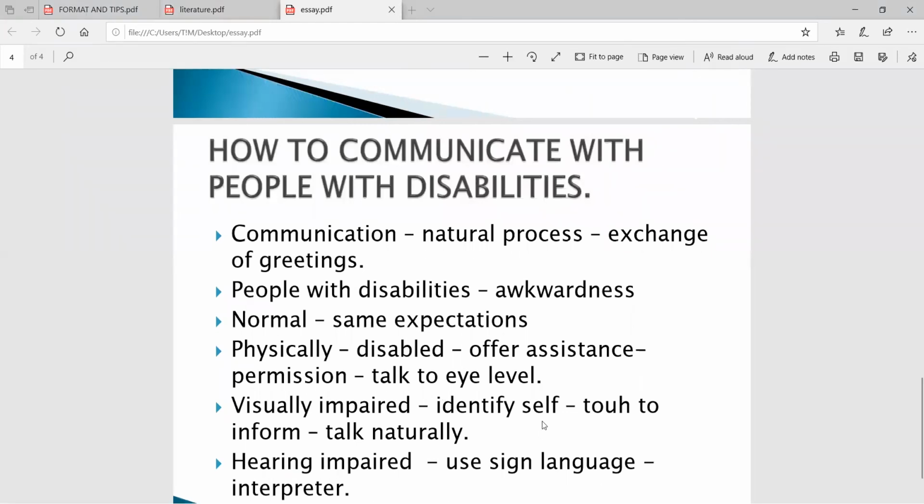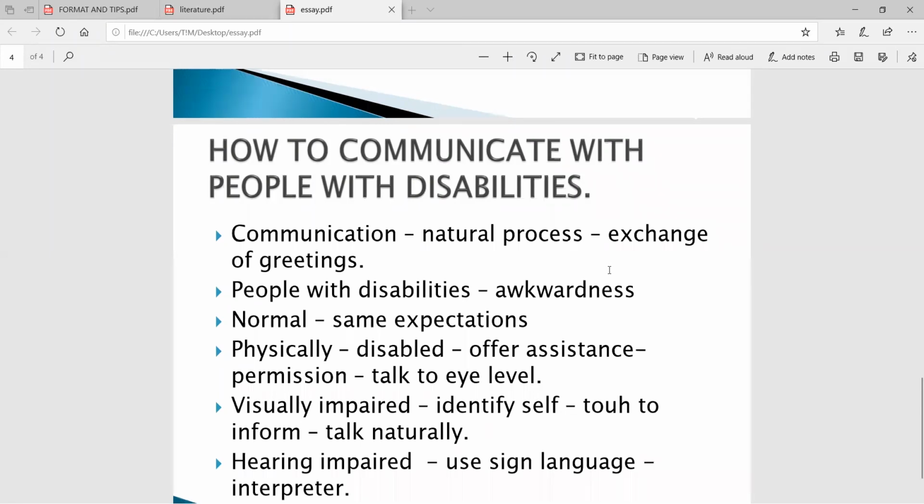Alright, okay. So, class, now let's look at the second point: people with disabilities and awkwardness. How do you explain this point? At first you say that communication is a natural process, how we exchange our greetings. How about people with disabilities? How do they exchange greetings? What do you understand? For example, speech impaired is someone who cannot talk. Sight impaired is a person who cannot see. Hearing impaired is someone who cannot hear.